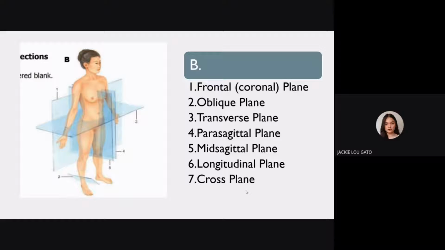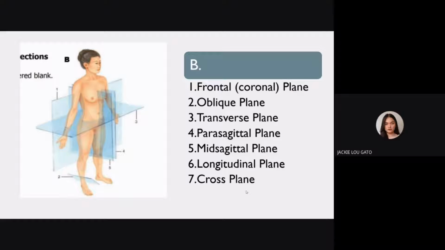Number 2 is the oblique plane, which is located at number 2. It is a plane that is at any angle other than horizontal or vertical. Number 3 is transverse plane. It is the horizontal plane running from the front to the back, and it divides the body into the upper and lower parts. Number 4 is the parasagittal plane. It is a plane that's situated alongside or parallel to the mid-sagittal plane.